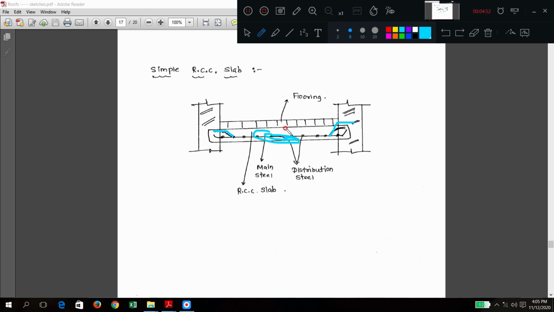Once the slab is there, you have flooring or tiles or covering, anything you want to have. Okay. So now, how does it appear inside?